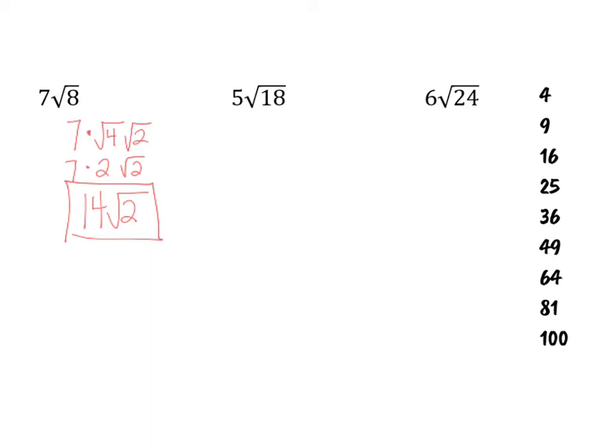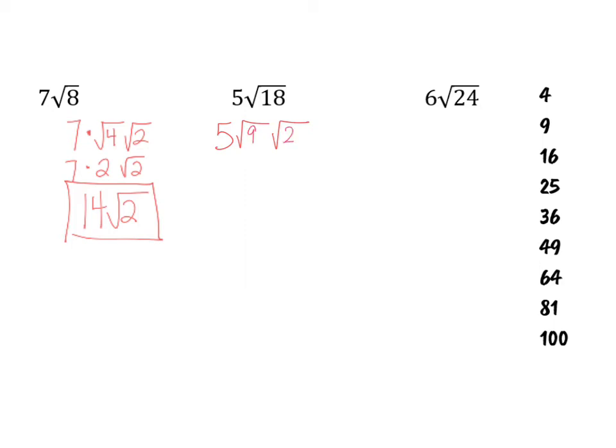Write 5 root 18. And then I'm going to leave the 5 and do square root, and I'm searching for a perfect square from my list over here that would go into an 18. Okay, well, it's got to be smaller than 18 if it's going to divide into it. So when I look at this list right here, 9 goes into 18. So I'm going to put a 9 times 2.